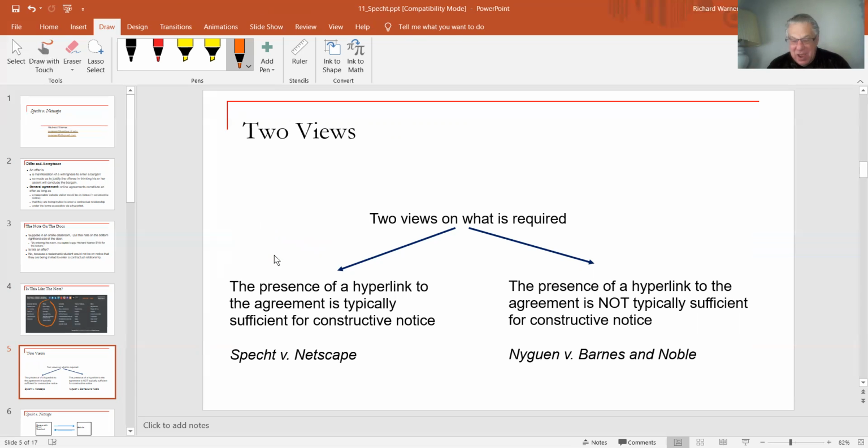Sorry, I got that confused. The no was for not like the door. Yes, hyperlink enough. No, not like the door. And this is yes, like the door. No, hyperlink not enough, right? Another influential court has said the presence of the hyperlink is not enough. So we'll look at both these cases. I am strongly myself in favor of this approach, as I'll explain, but there are two approaches, and we'll look at them both. But we'll start with Speck versus Netscape.